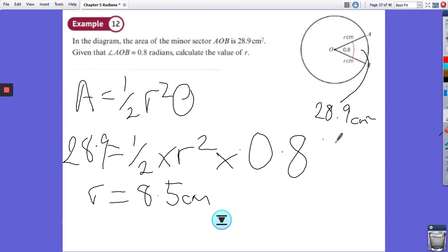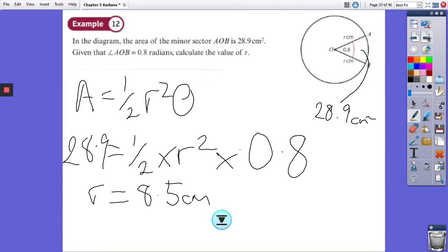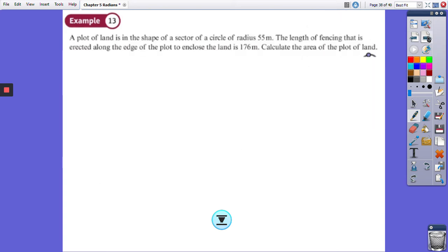If you press pause, make notes on this, and then we will have a look at the last example to do with sector areas. Again, I hope really straightforward, but we've got a plot of land. This plot of land happens to be fortunately in the shape of a sector, and it's got a radius of 55. We know that the perimeter along the edge of a plot is enclosed in 176 meters. So we want to now work out what the area is equal to.